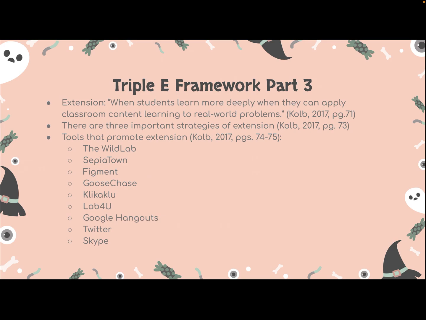Some tools that Kolb gave that promote extension include the Wild Lab, Sepia Town, Figment, Goose Chase, Click a Clue, Lab4U, Google Hangouts, Twitter, and Skype. And like I said earlier, some content areas are portrayed more than others when using certain apps, but a lot of these apps listed do cover all content areas.